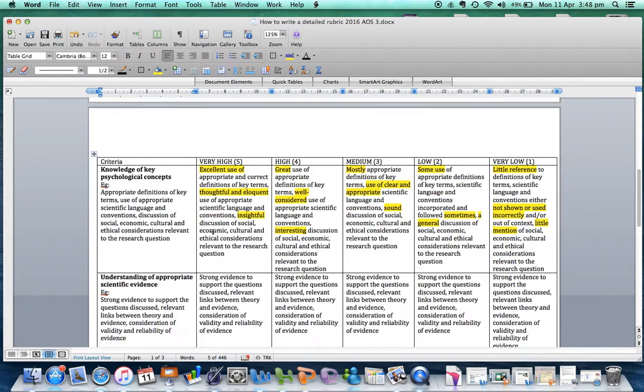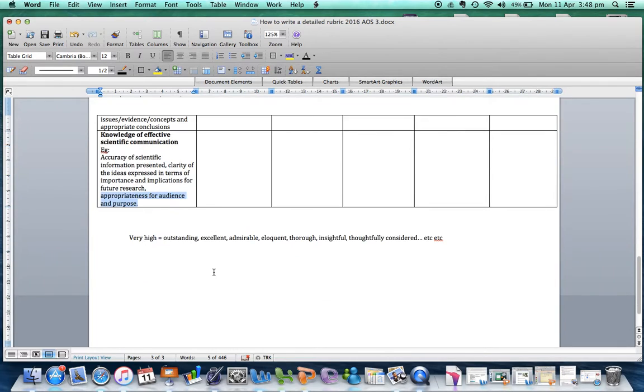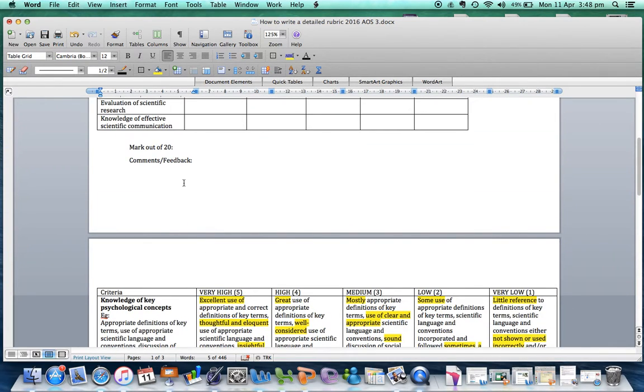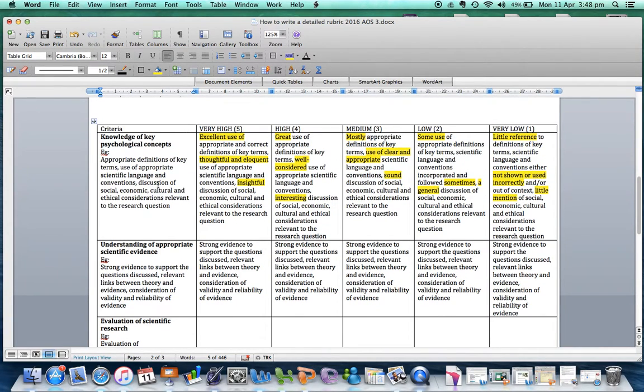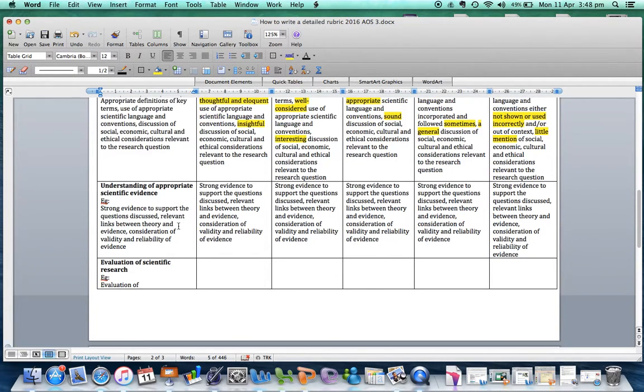Have a crack, see how you go, and what it does is it saves you with this whole comments and feedback of you guys having to write a whole heap of feedback on every criterion for each student. So it saves you marking time.